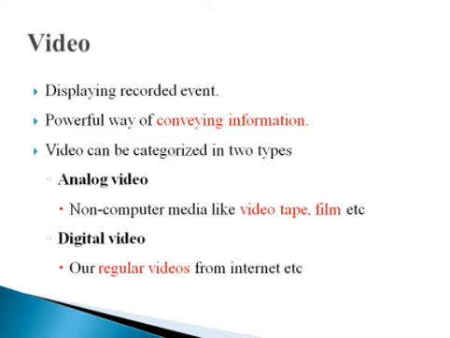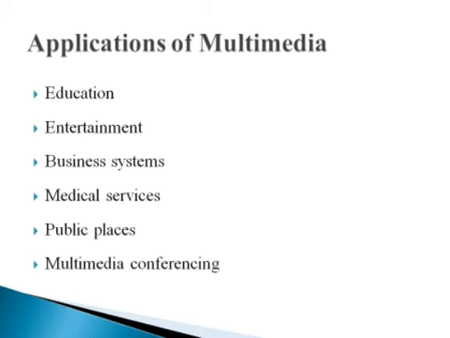This video is categorized into two types. One is analog video and the other one is digital video. Analog video is a non-computational format, that is your video tapes, your old DVDs and film rolls, all those things come under analog video. Digital videos are like your regular videos, you watch movies and you download certain audio, music files, something like that. All those things come under digital video. Clear till this, boys?